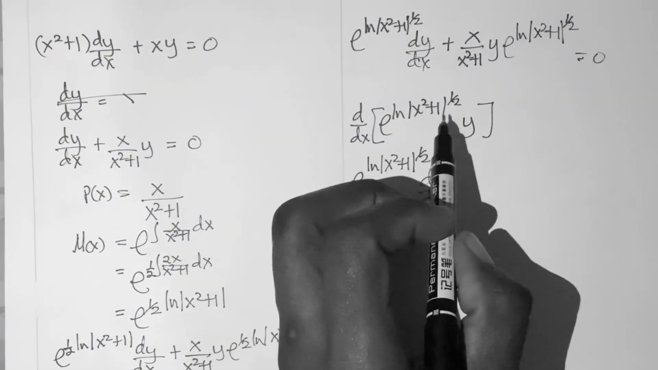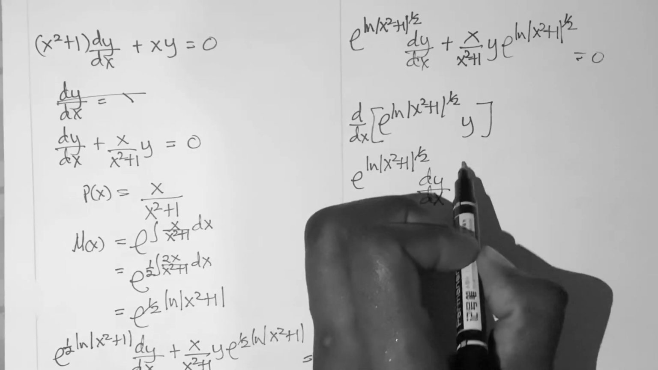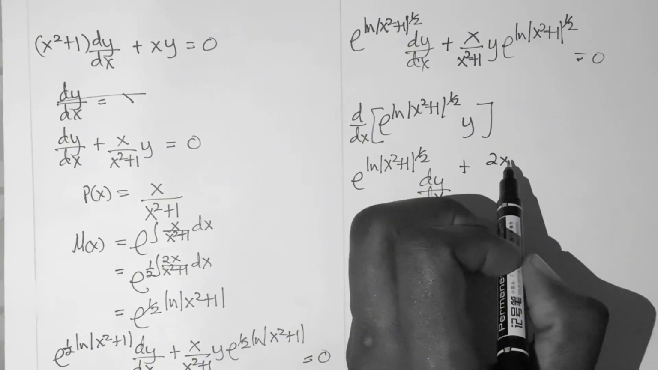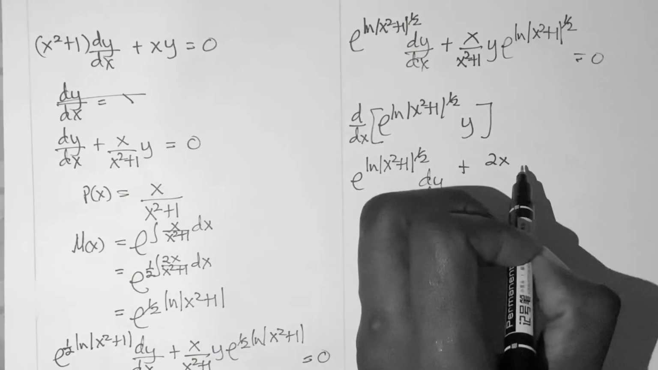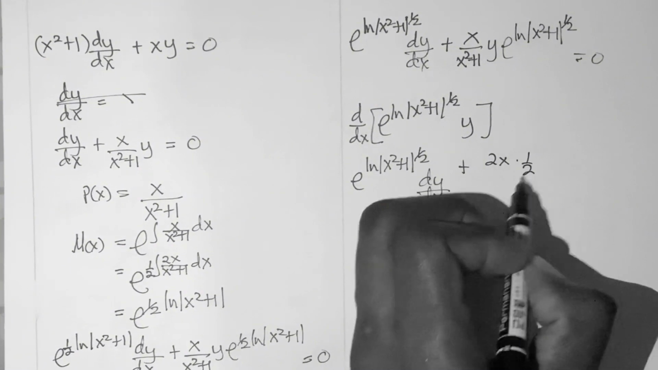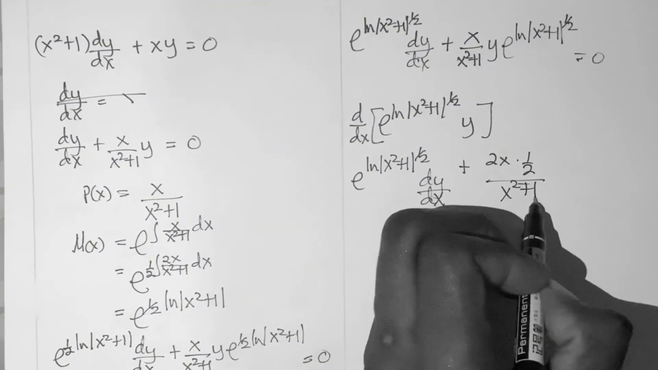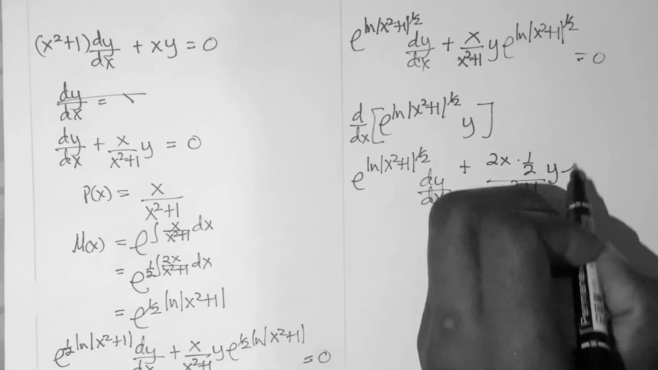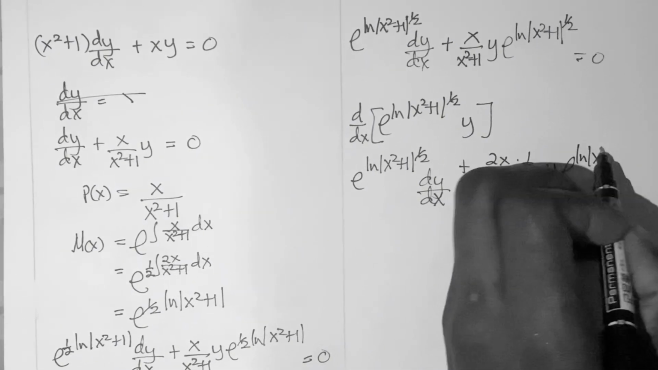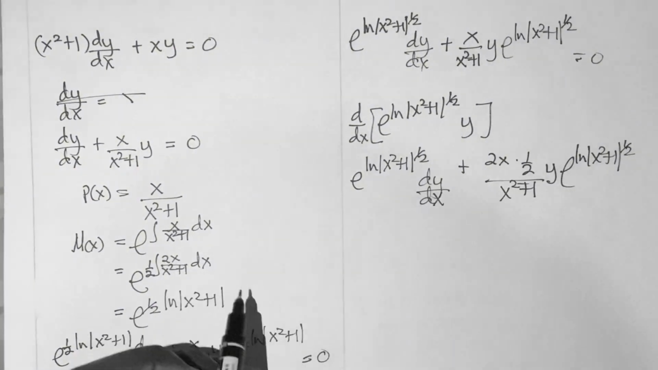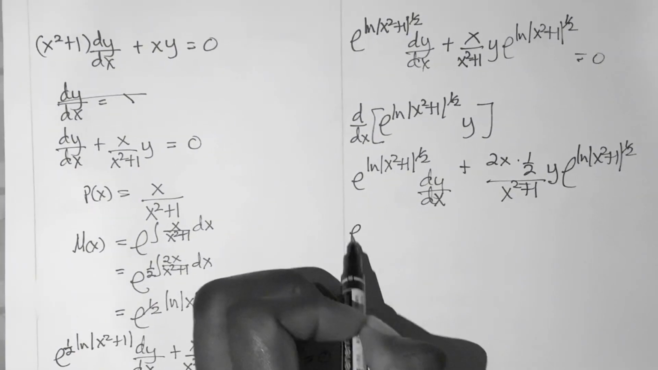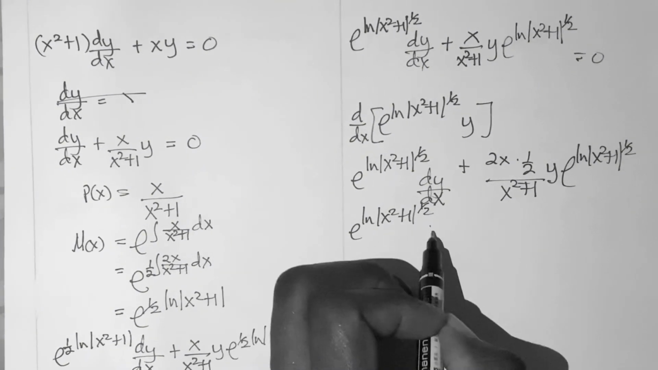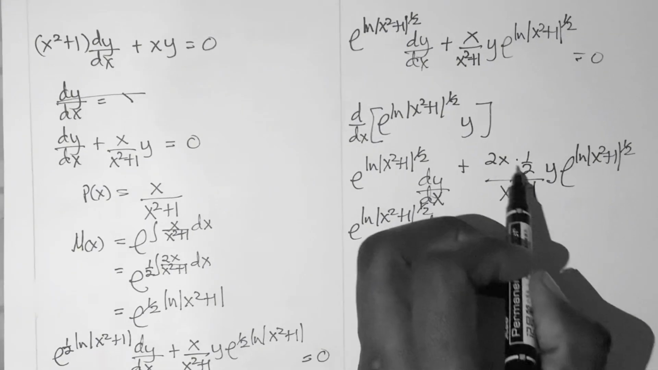Now, you first differentiate what's inside the bracket, you get plus 2x, then you differentiate the whole thing, but then you need to multiply it by 1 over 2 divided by x squared plus 1 y. Then you repeat the exponent natural log of the absolute value of x squared plus 1, exponent 1 over 2. So this is equal to exponent natural log of the absolute value of x squared plus 1, exponent half dy dx. Then this 2 and this 2 will cancel.